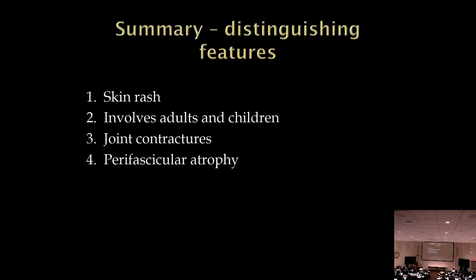Okay, so just in summary for dermatomyositis, you look for the typical dermatologic manifestation, proximal weakness. I mention here in children because we'll contrast this with polymyositis, which we just see in adults. Joint contractures are distinguishing from polymyositis, where they tend not to have those, and then perifascicular atrophy. So these are kind of the distinguishing things from what we'll talk about next.